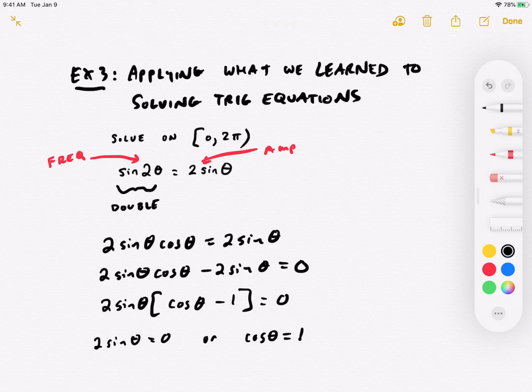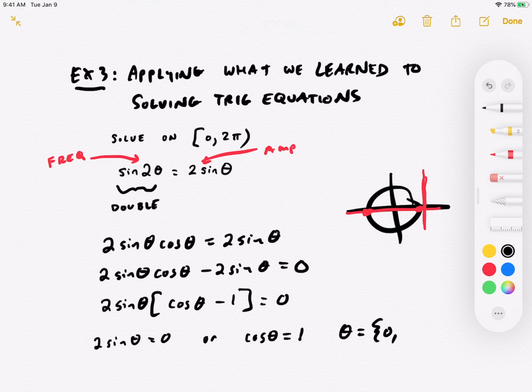So if I picture my unit circle, maybe I want to know where sine is equal to 0. Sine is equal to 0 right there, that horizontal line through y equals 0. And I want to know where cosine is equal to 1, and cosine would be equal to 1 right here. Okay, so I can see that the solutions that I'm getting are at theta equals 0 and theta equals pi. And then 2 pi, of course, but that's not included in the directions.